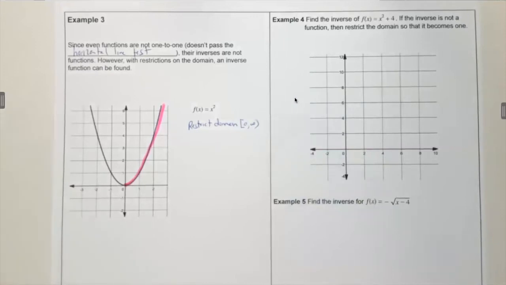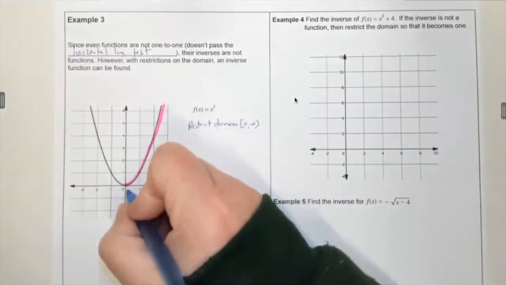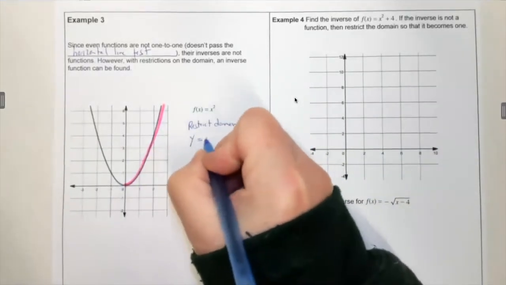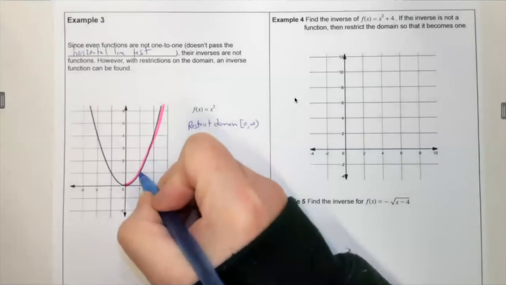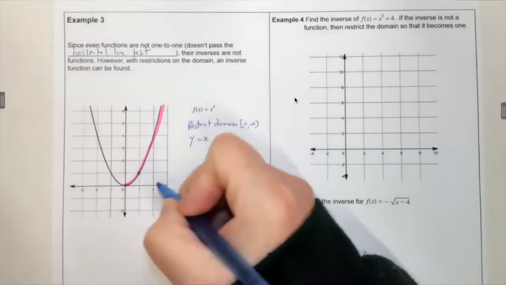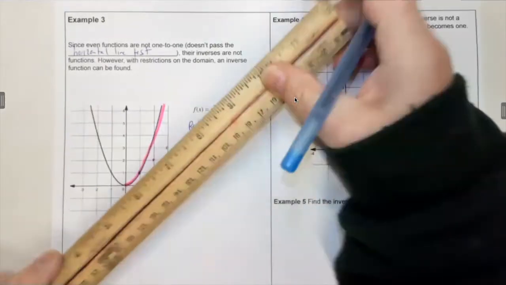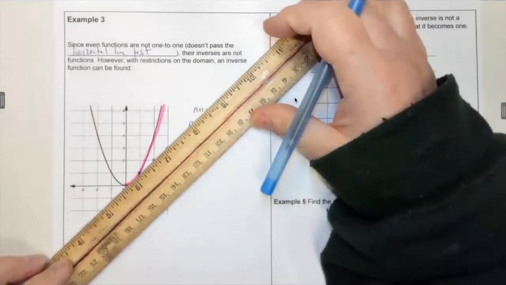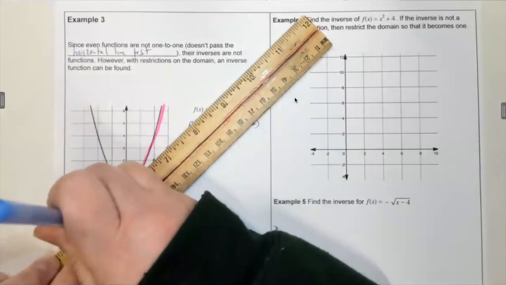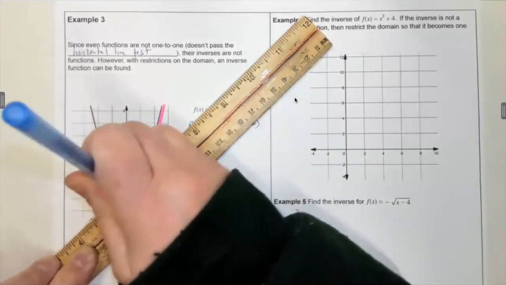I would like to see my y equals x line. When x is 1, y is 1. When x is 2, y is 2. When x is 3, y is 3. Here is the line that I would like to use to help me find the inverse. Usually, we just make a dotted line.